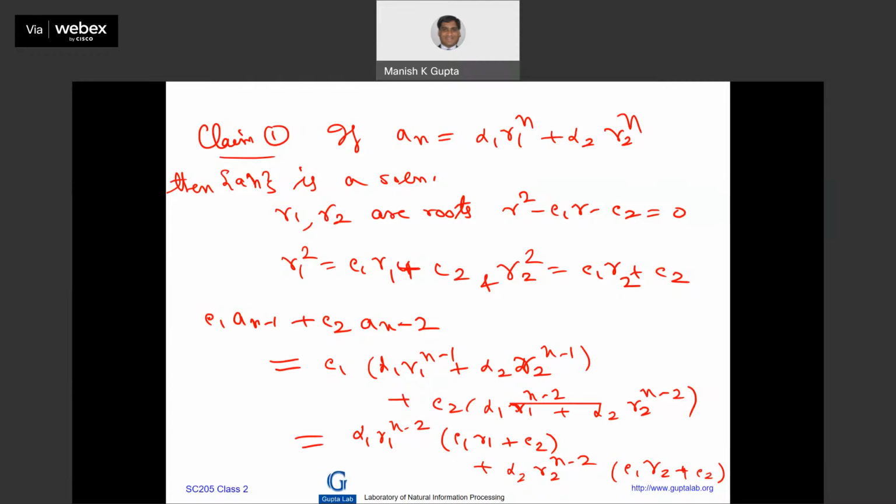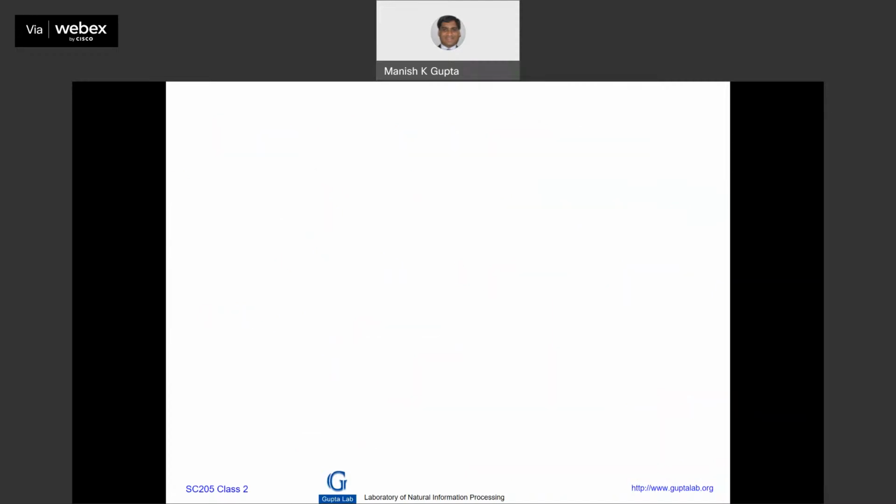So anyway, this is there, right? So c1 r1 plus c2 is what? r1 square, and this is r2 square. Essentially you get the answer, right? Just by calculating. So if a(n) is of this form, then it is a solution, right? Let me do a couple of examples. So the part 2, claim 2, I left for you. And when I said I left for you, it may come anywhere in quiz or exam.